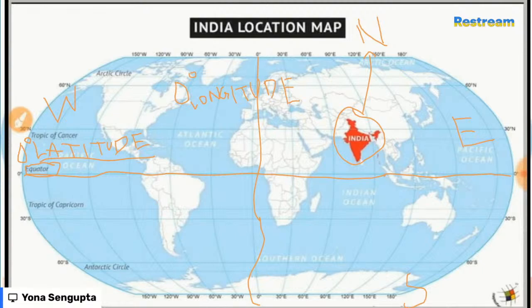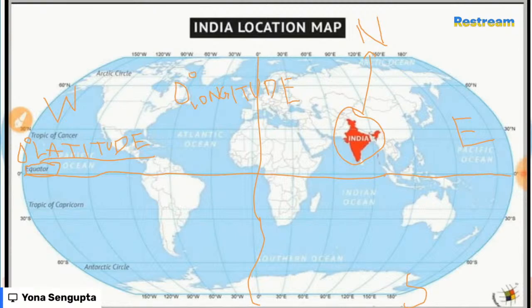Okay, so you can say that India's mainland extends between 8 degree 4 minutes north and 37 degree 6 minutes north latitude, and 68 degree 7 minutes east and 97 degree 25 minutes east longitudes. So these are the things. But since we are all learning about it, why not learn about what the lines of latitude and the lines of longitude are?